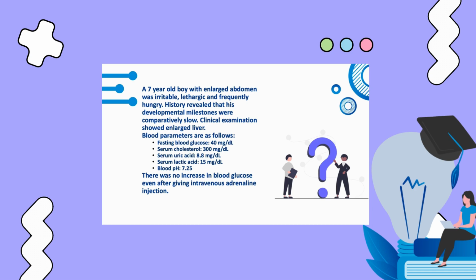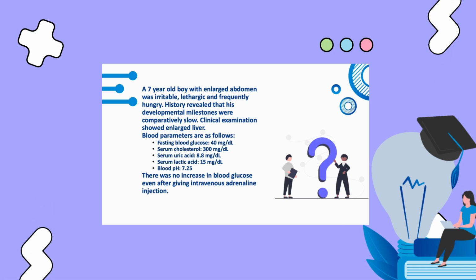Blood parameters were as follows: fasting blood glucose 40 mg per deciliter, which is decreased, that is hypoglycemic status. Serum cholesterol level was increased, 300 mg per deciliter. Serum uric acid was increased, 8.8 mg per deciliter. Serum lactic acid level was 15 mg per deciliter, which is again increased. Blood pH level was decreased, which is 7.25. There was no increase in blood glucose even after giving IV adrenaline injection.